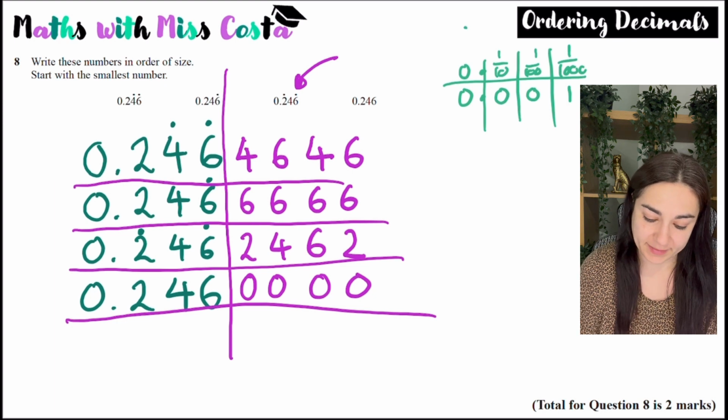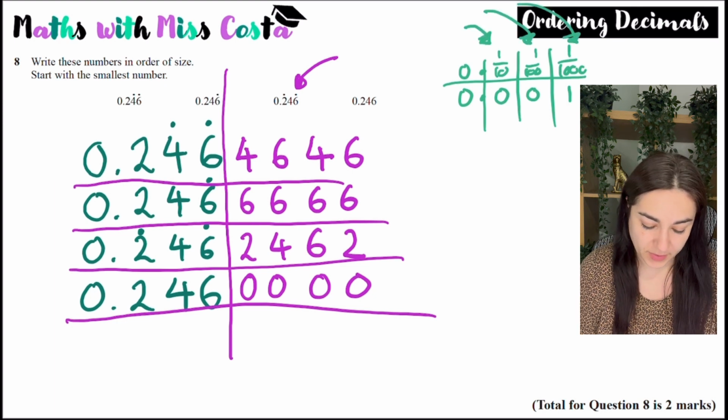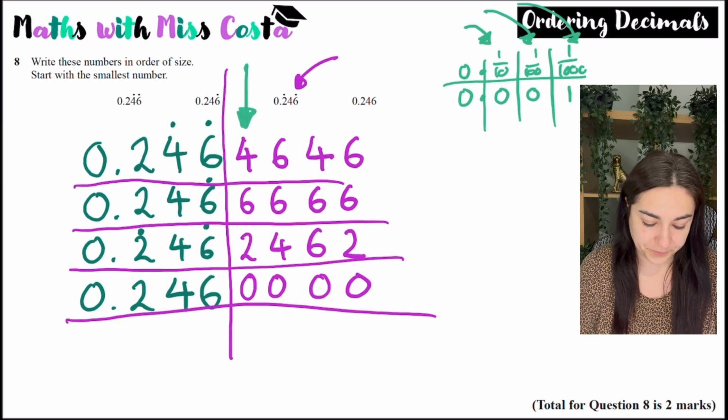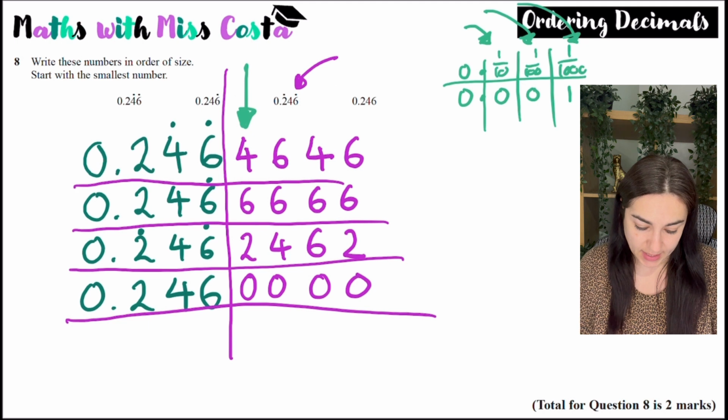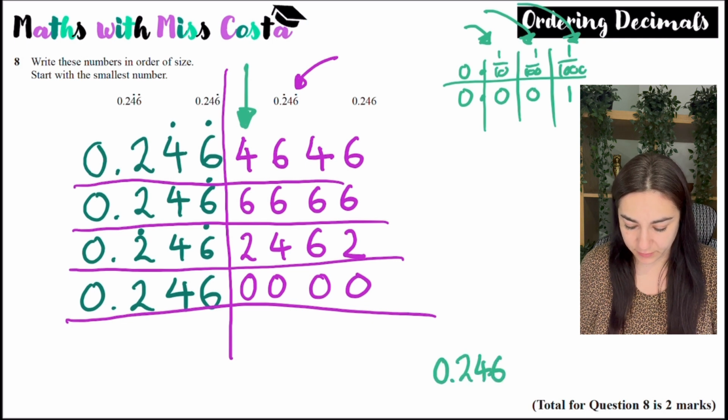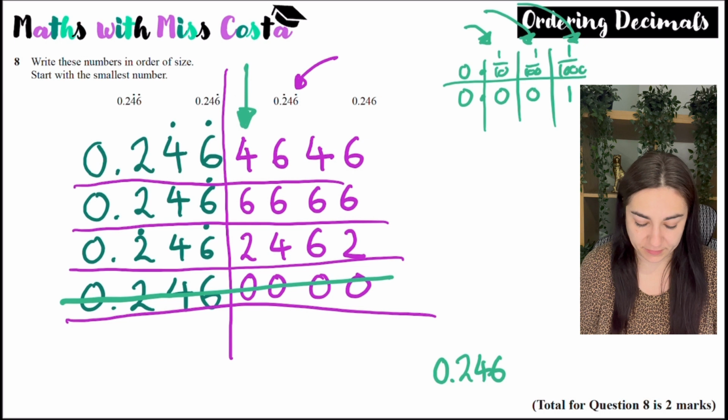The largest place value is this column, then this column, then this one. Okay, so I'm going to look at the fourth decimal, and the lowest value is 0. So my first number is going to be 0.246. So I can get rid of that one.